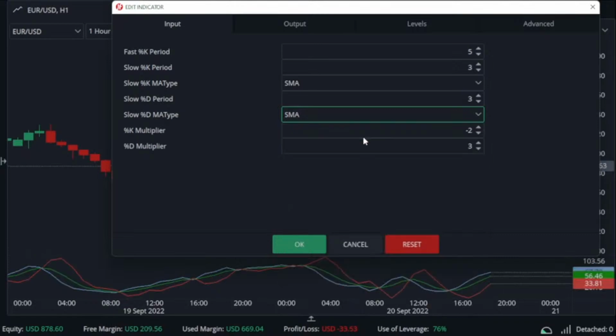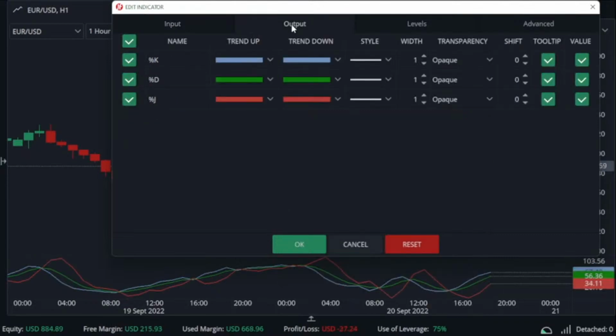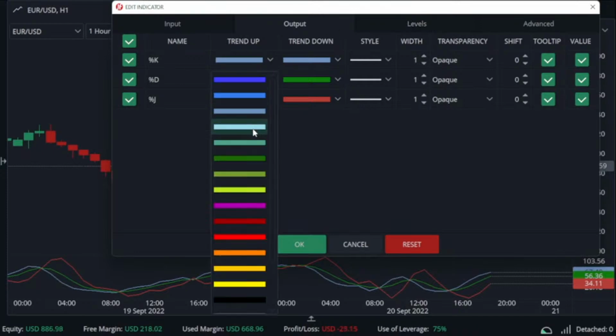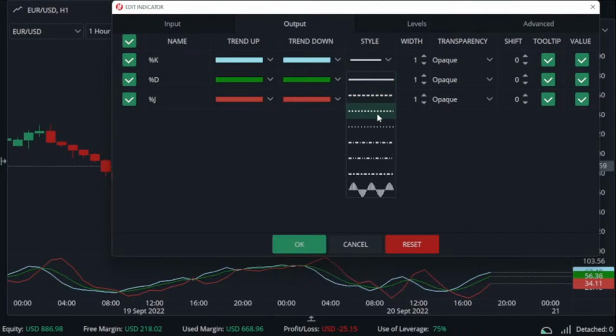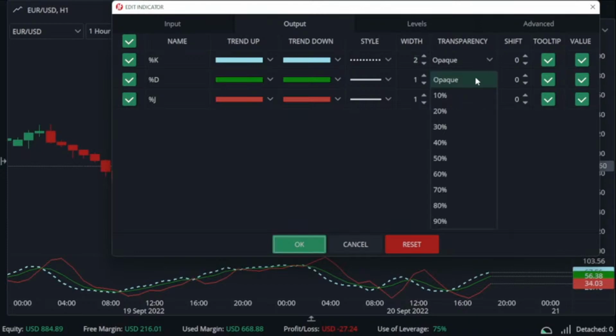Alright, now I will restore it back. Then we get this output combination, and we can customize it also. We can style it up. If you like brighter colors, you can go for different styles, different width. Transparency can also be adjusted.